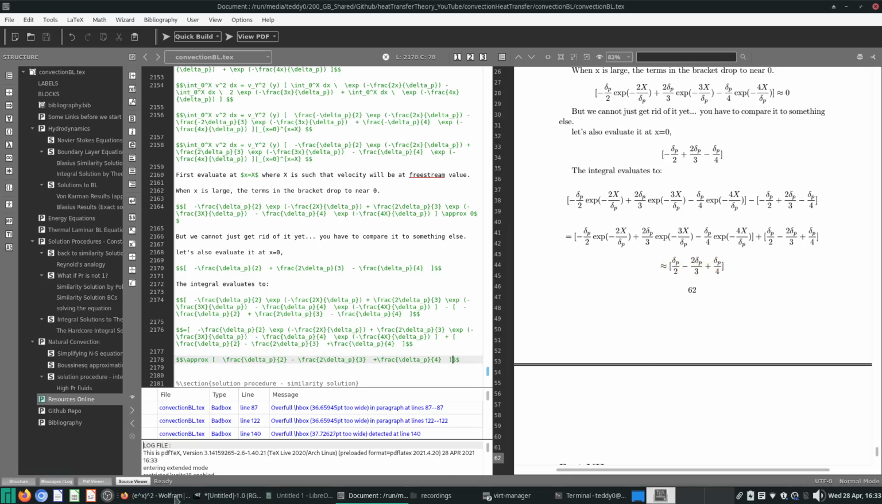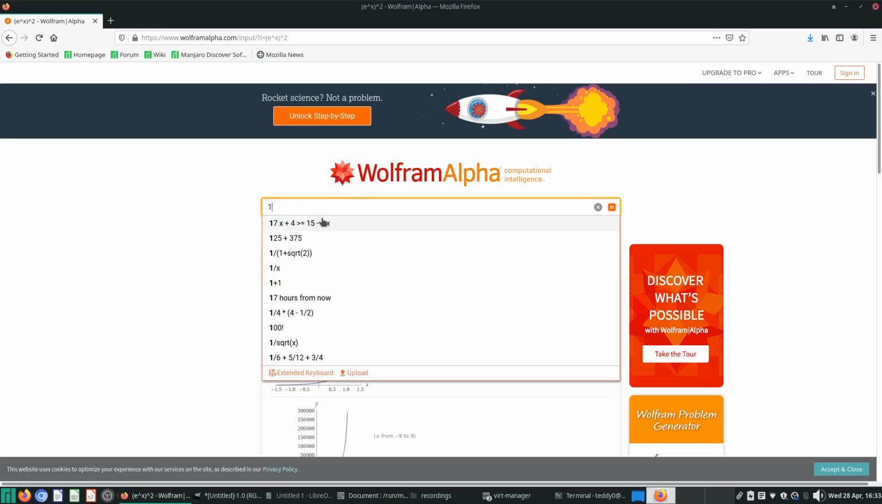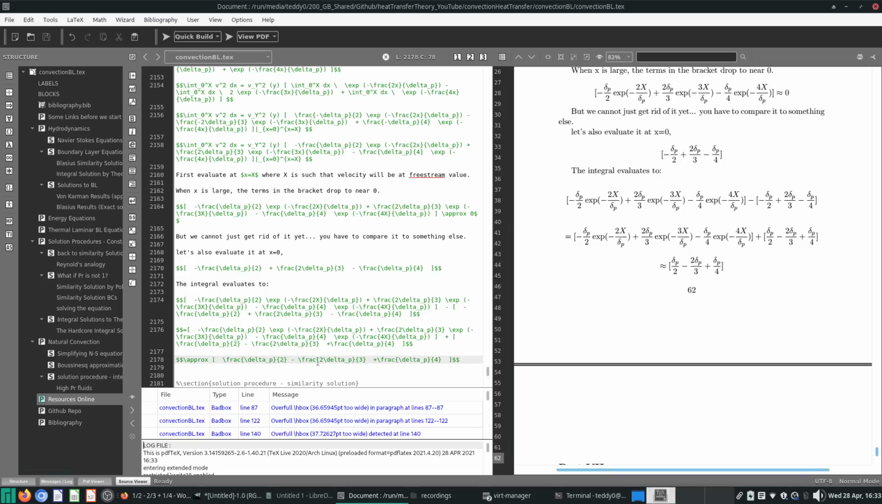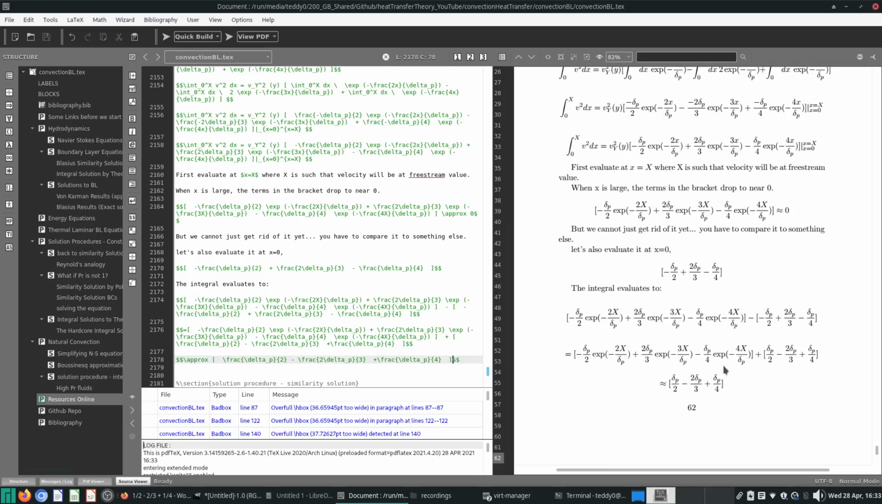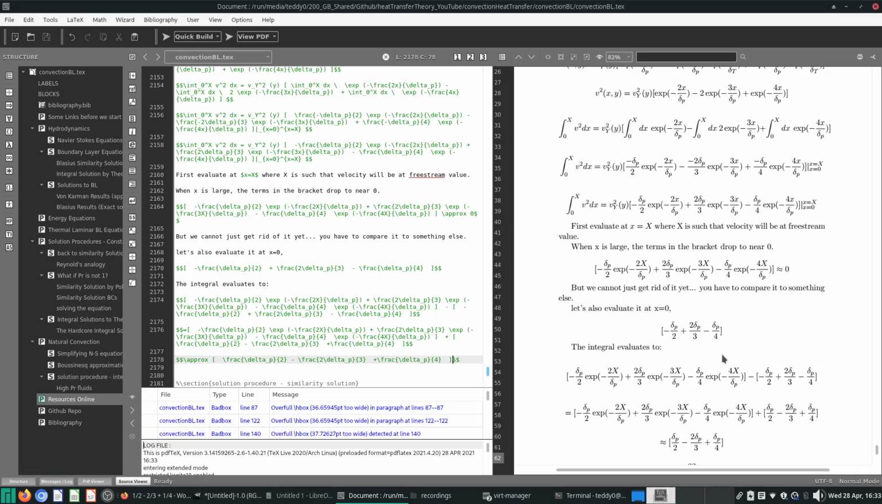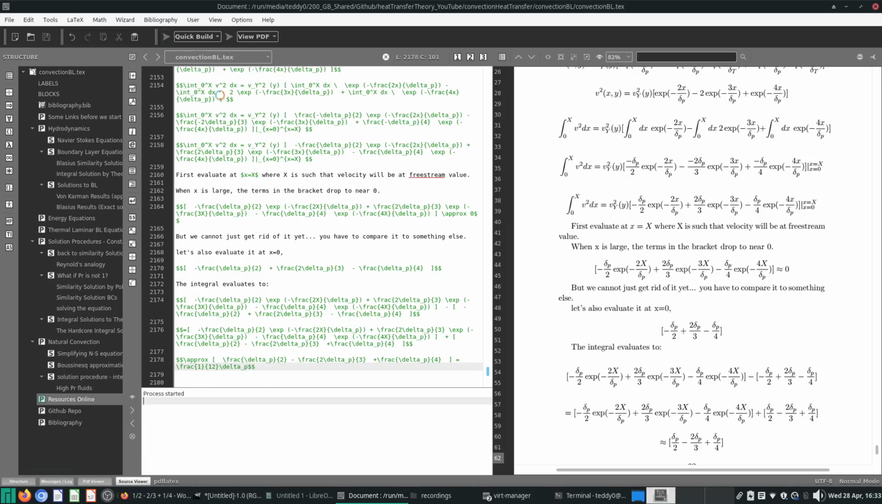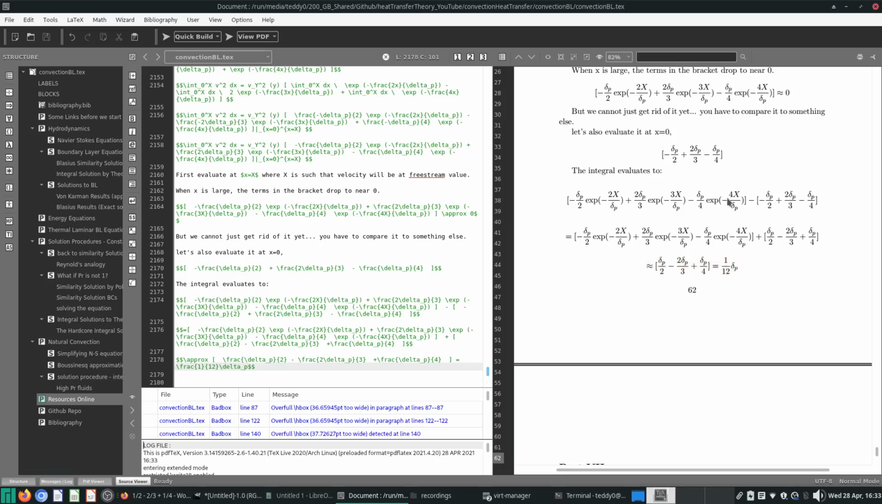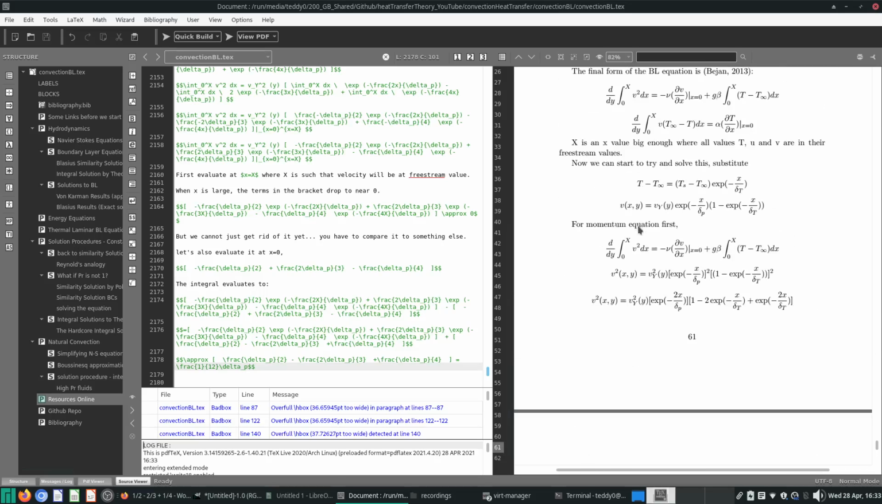I don't feel like doing too much math, so let's do: we add half minus 2 over 3 plus 1 over 4. Half minus 2 over 3 plus 1 over 4. And Wolfram will do it for me. It will have a 1 over 12. I hope I'm doing it right. Okay, let's do fraction 1 over 12 delta p. So at least the integral actually reduces this very complicated thing down to something a little bit more simple.